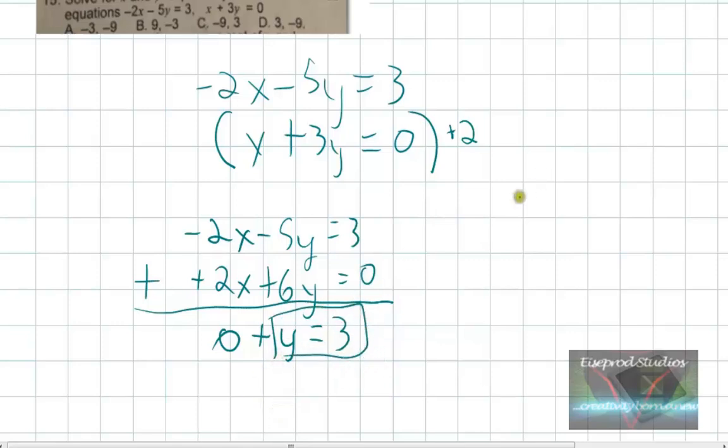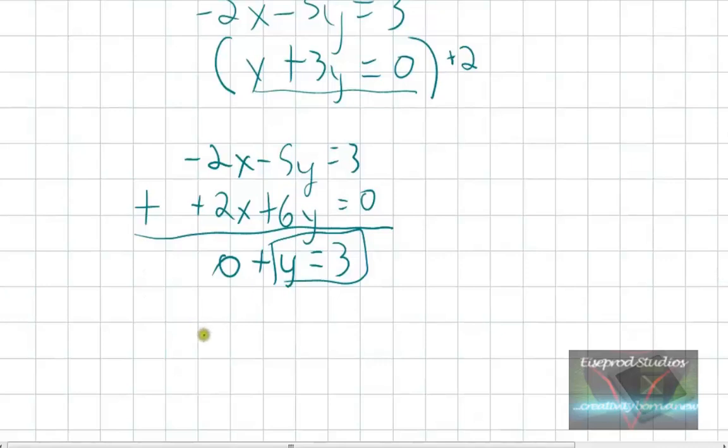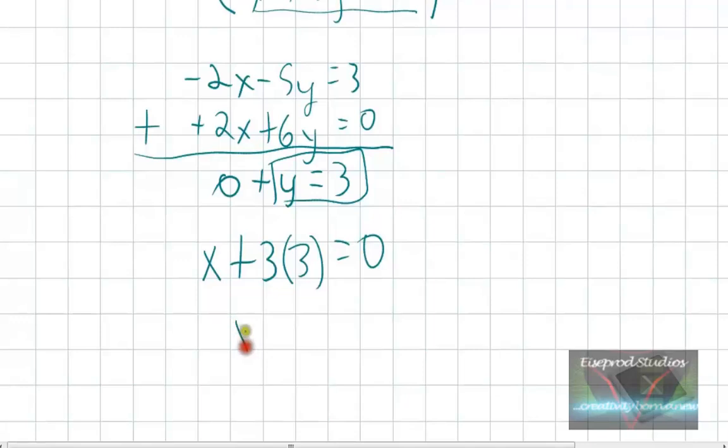So we're part of the way there. Now we need to plug this into one of the equations from above. So I'm going to plug it into this equation. We don't have x yet. x plus 3 times y we do have. So 3 times y would be just 3 times 3 is equal to 0. Okay, so that means that x plus 9 is equal to 0, or x is equal to negative 9.